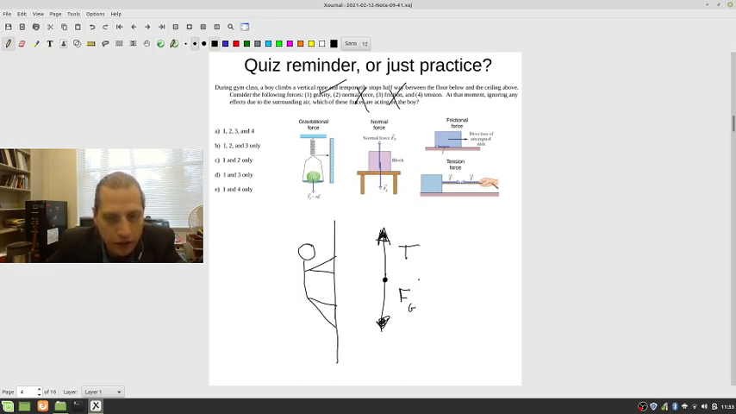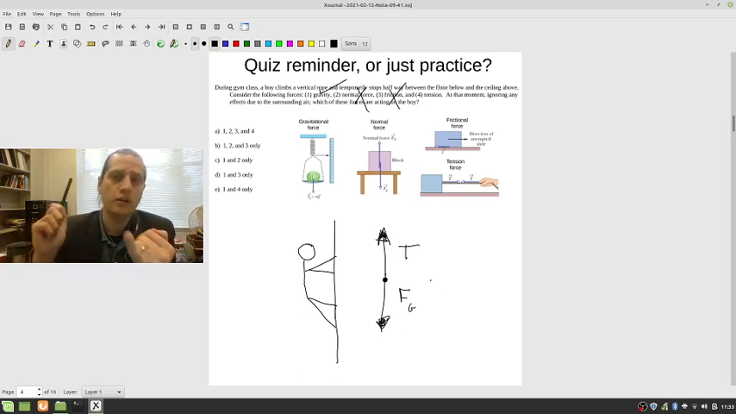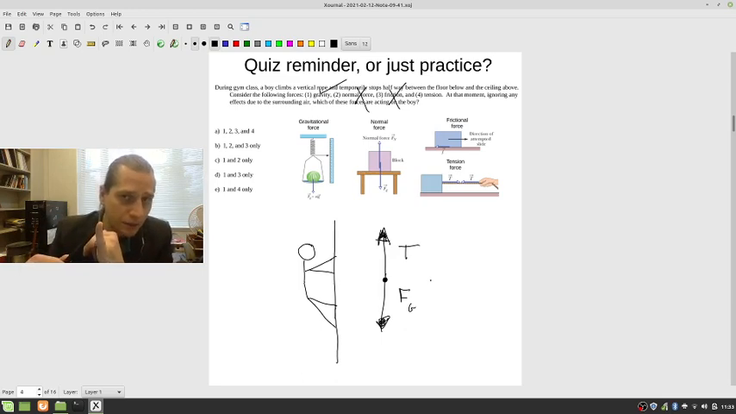Just to be clear on this, let's say that he started sliding down at a constant rate. In that case, you might have friction going up and gravity going down, and tension also pulling up. In that particular case, if he's sliding down at a constant speed, the forces would also have to balance. So something to keep in mind, Newton's first law tells us that if you're going at a constant speed, you don't need to explain that.